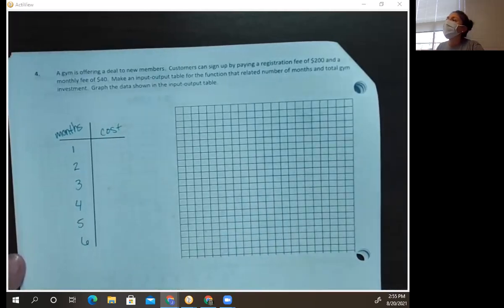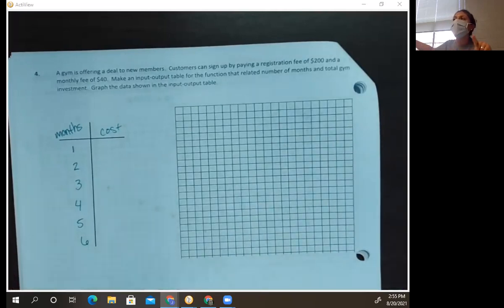So I want you to think about when you're going to pay that monthly fee. Did they let you go to the gym for the whole month and then charge you at the end? No, right? You're going to have to pay that fee at the start of the month. Does that make sense? So right when you sign up is also when you're going to pay for that first month.